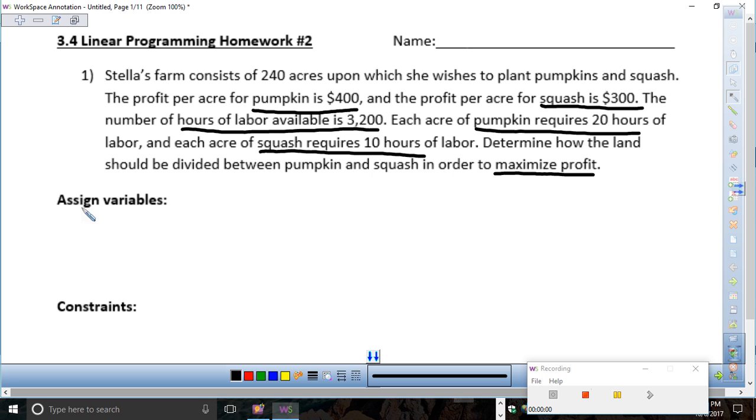So we're always going to start by assigning our variables. As I've said in class, you can use X and Y, but I like to use letters that remind me of what they represent. So I'm going to use P to represent the number of acres of pumpkin. I'm going to use S to represent the number of acres of squash.